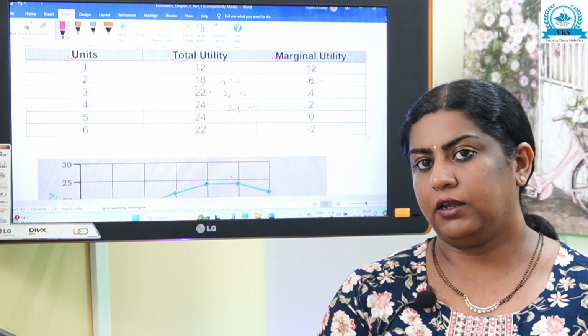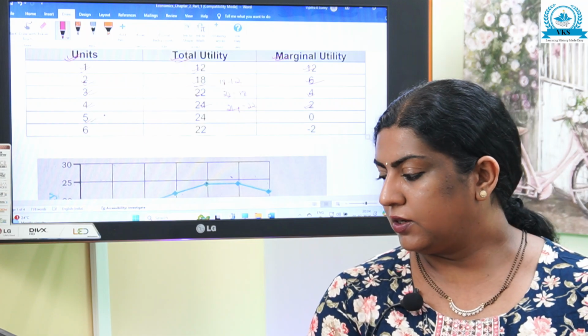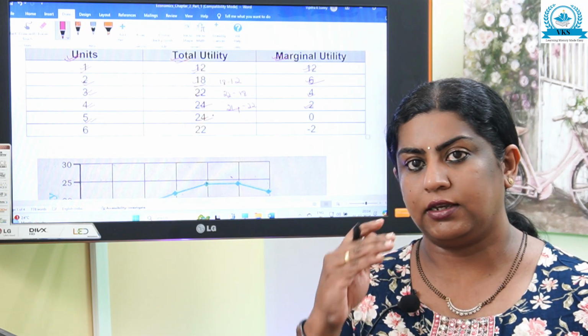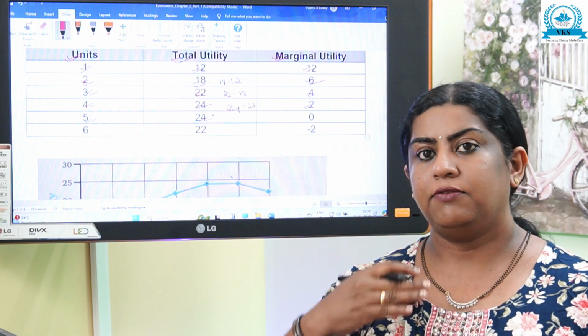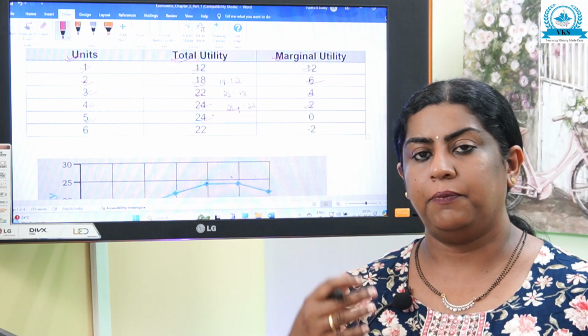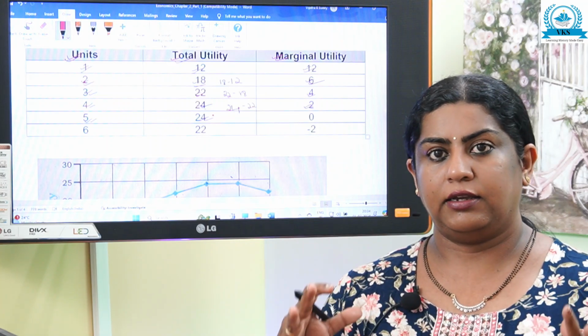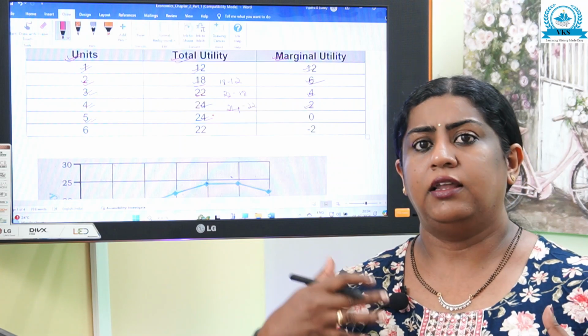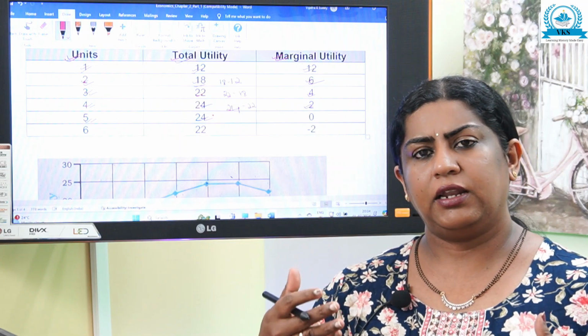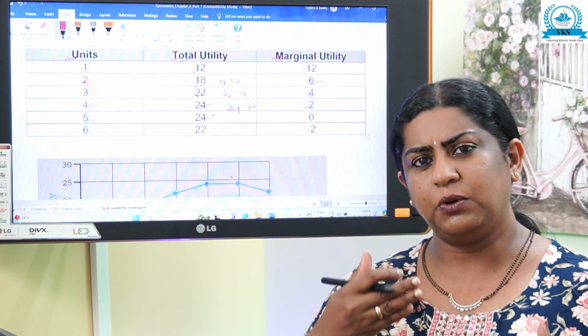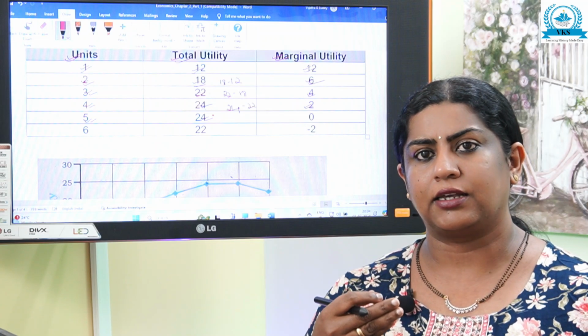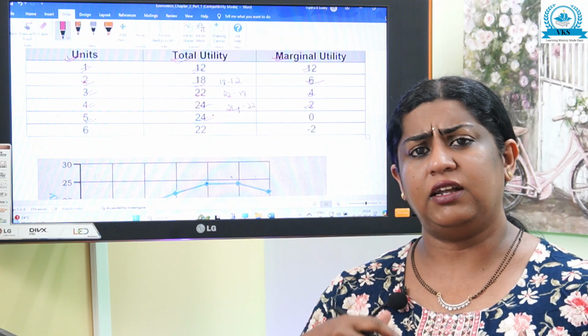Now when the fifth banana is consumed, you have to see that the total utility is not changing, it is remaining stagnant. When I am very hungry and I am having the first banana, I get satisfaction. With the second one, a little more satisfaction. But when I am having the third one, the utility level slowly decreases. Okay, I will have the third one.